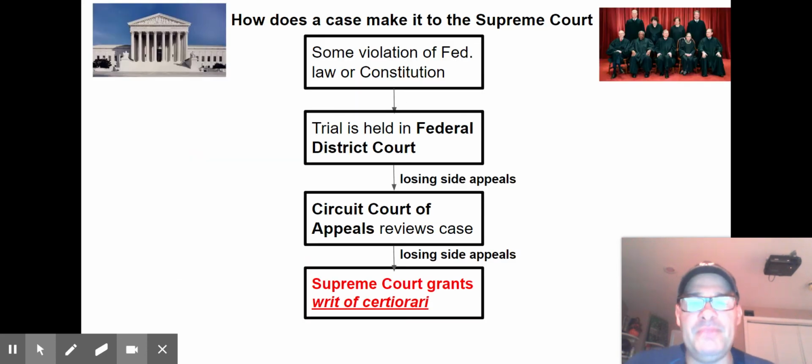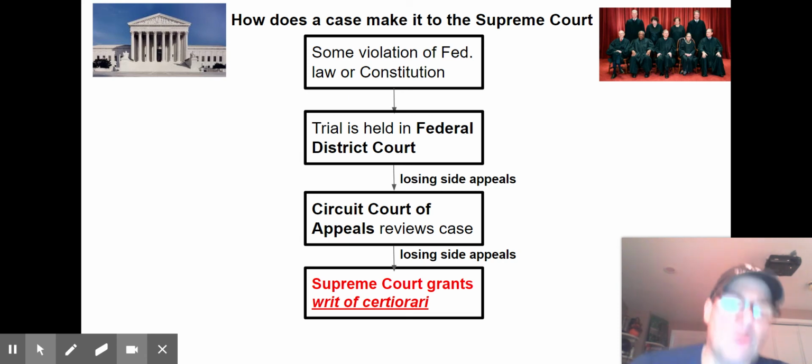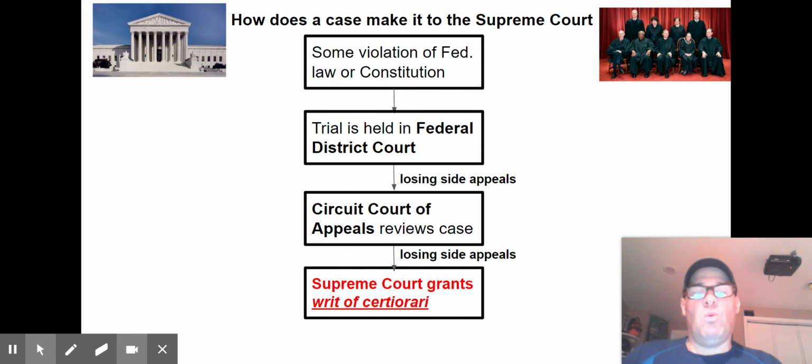Okay, let's keep going. So we had a problem. We had some violation of federal law. We went to federal district court. We held a trial. We appealed to the circuit court or court of appeals. And then now the losing side appeals again. But here's the trick. You don't just get to go to the Supreme Court. The Supreme Court only hears cases that it wants to hear. So the Supreme Court must grant what's called a writ of certiorari. A writ of certiorari. At this point, you should have an index card on writ of certiorari.